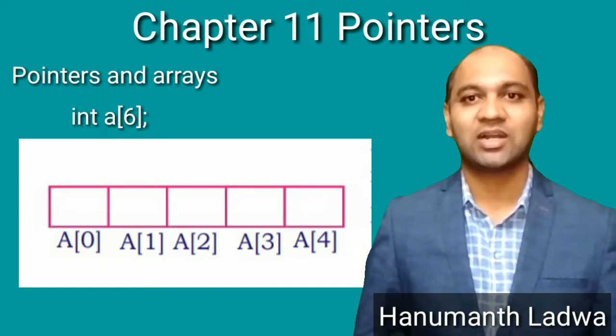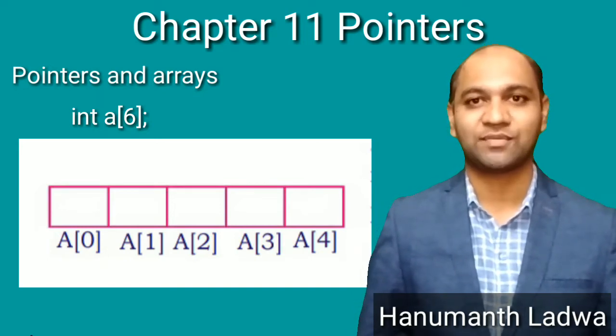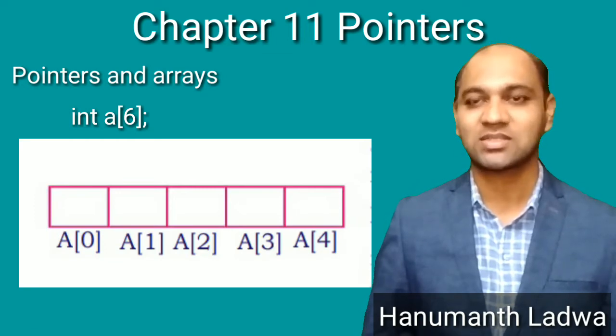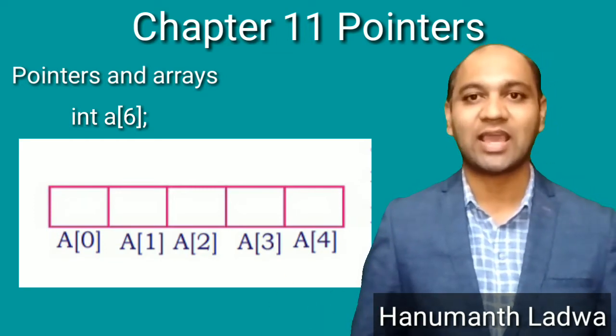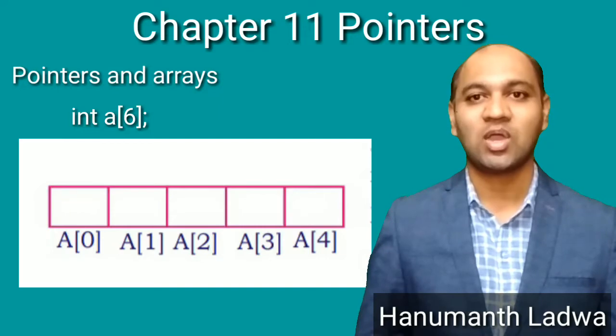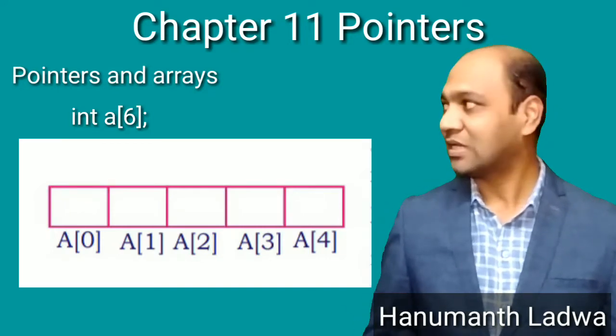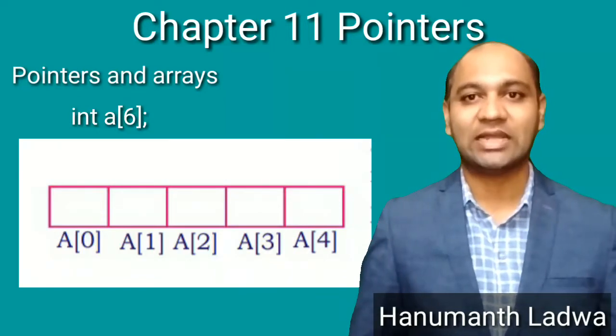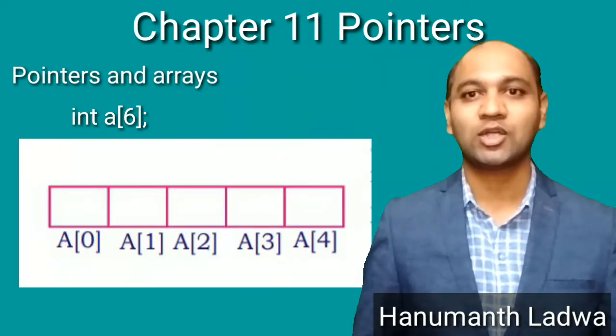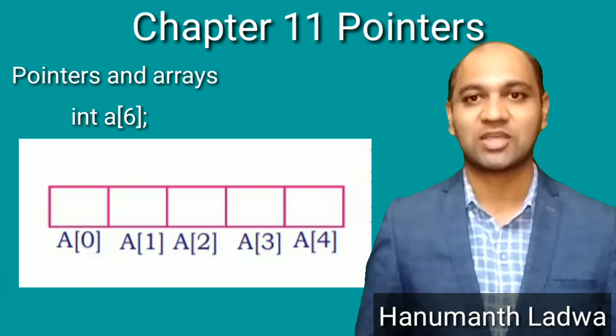Here the address of index number 0 is sufficient for the compiler to access all the other elements, because it is going to add up the number of bytes required by the type. In this particular case it is integer, and that's the reason it is going to take 2 bytes of memory location.